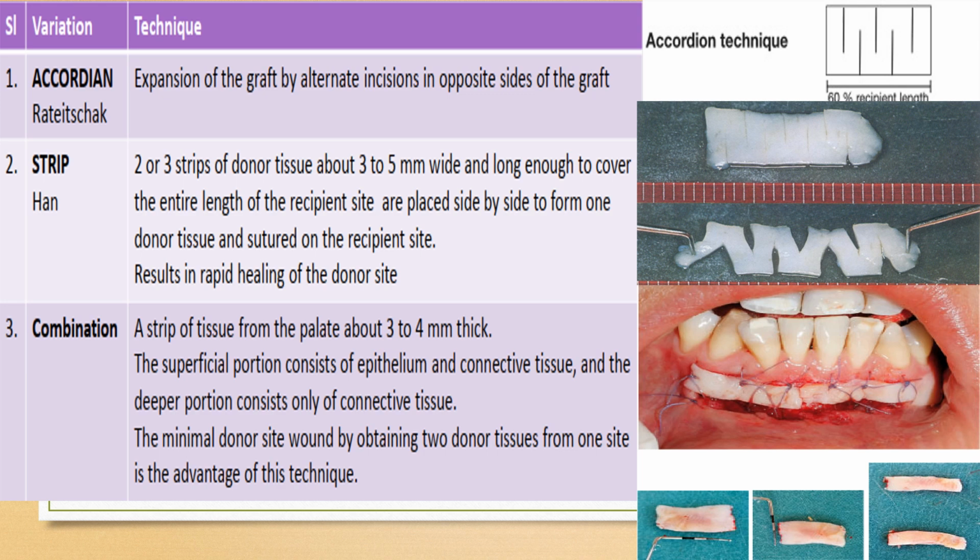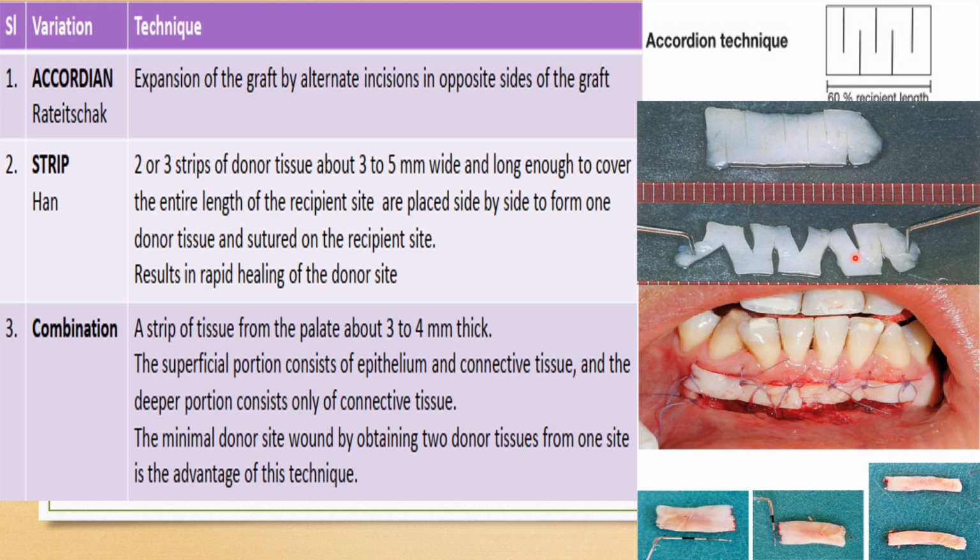So you can see the different techniques to obtain the graft from the donor. The first one is the accordion technique. There is expansion of the graft by alternating incisions in opposite edges of the graft. You can see they have given alternate incisions on the opposite sides of the graft, so it can be stretched easily and widened. When it is dispersed, it can cover the maximum area.